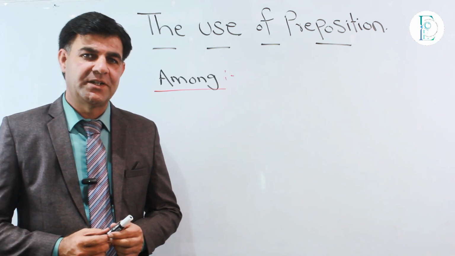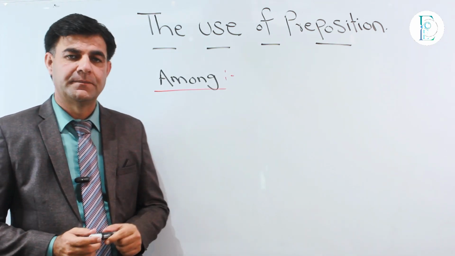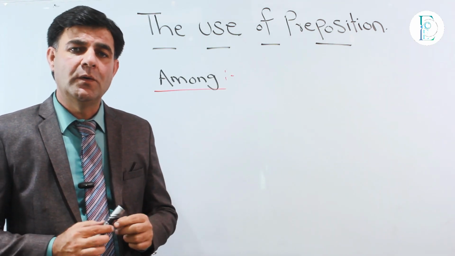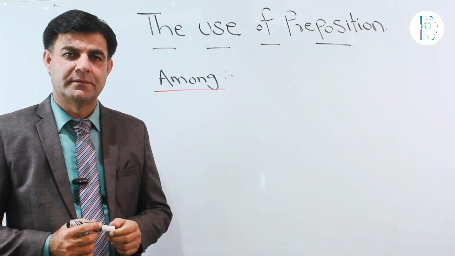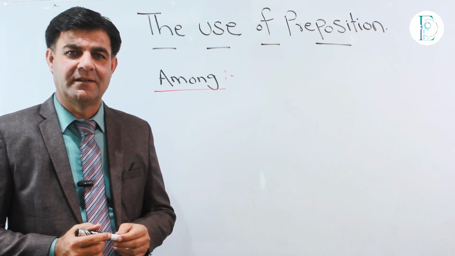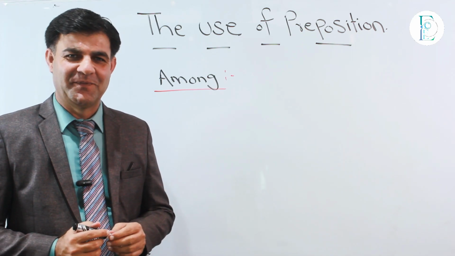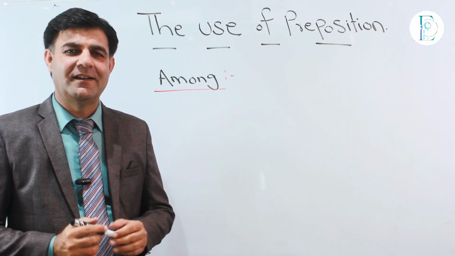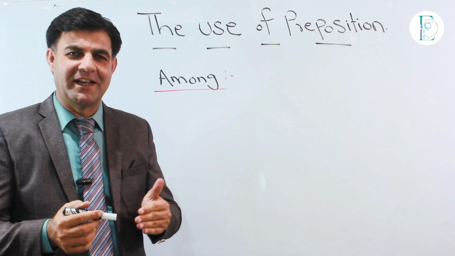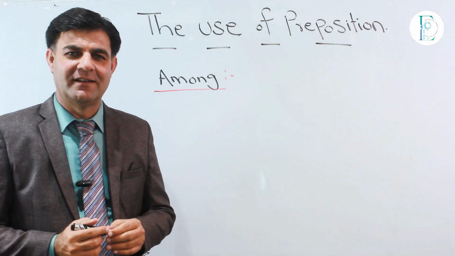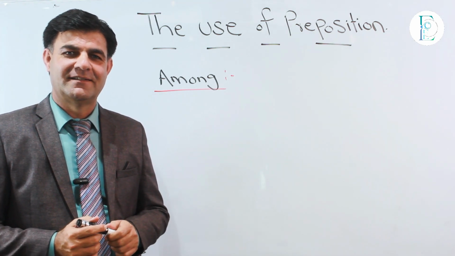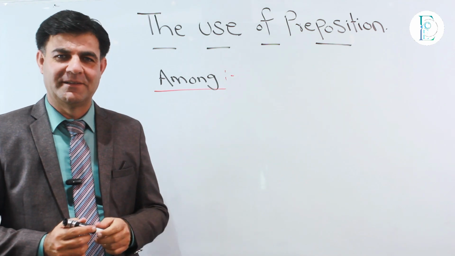The next preposition, among. We use preposition among for division among people more than two. Not between two friends, more than two friends, students, people. We use among.